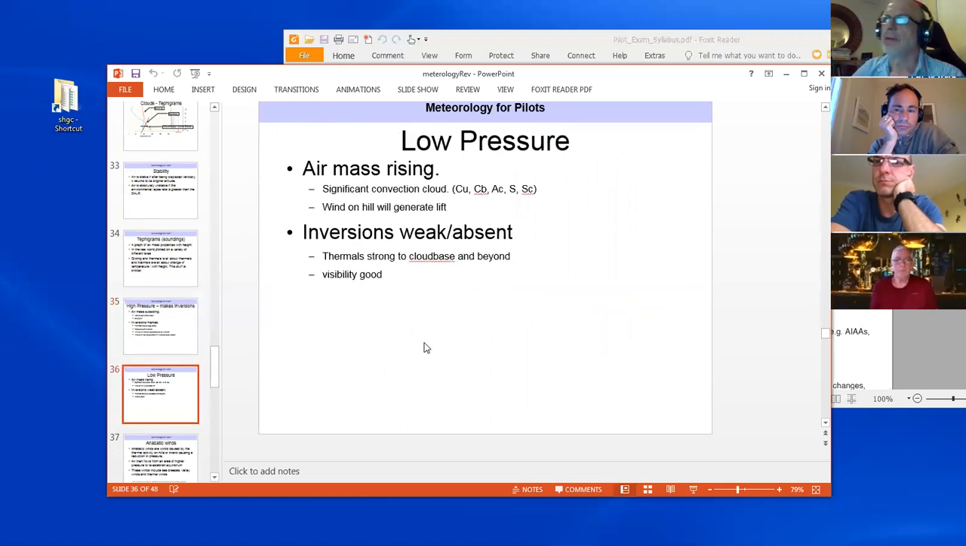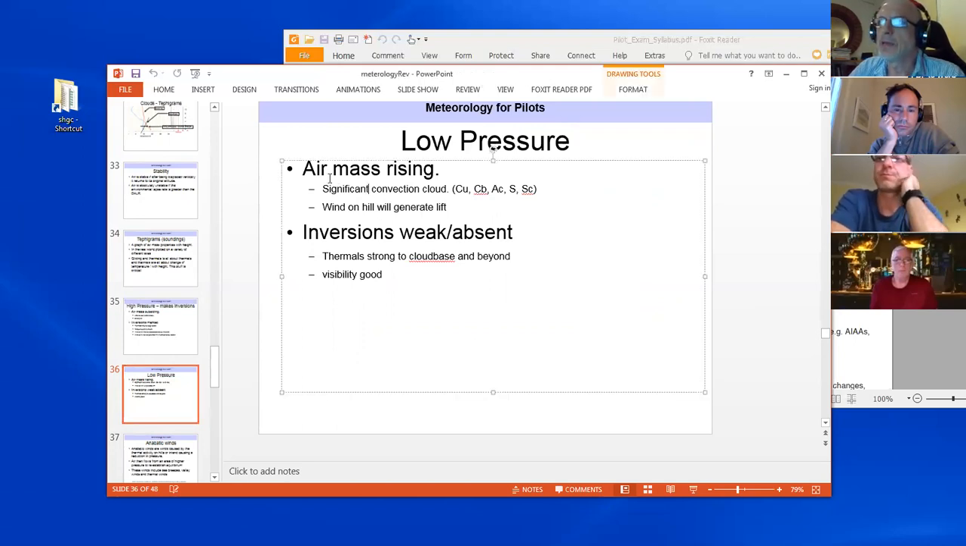With low pressure, air is rising, and as soon as you get that basic concept, pressure systems become fairly easy to understand. And because you've got rising air along with low pressure, you tend to get this significant convection cloud, mainly because you don't have the inversion stopping the air below the point where the dew point occurs.